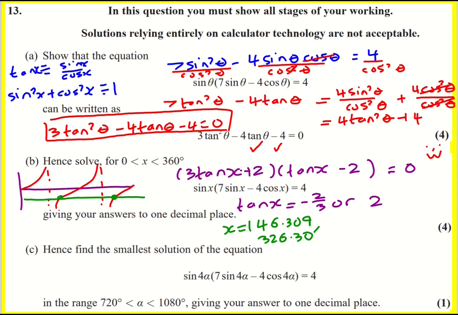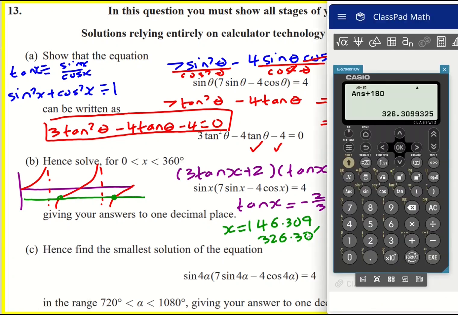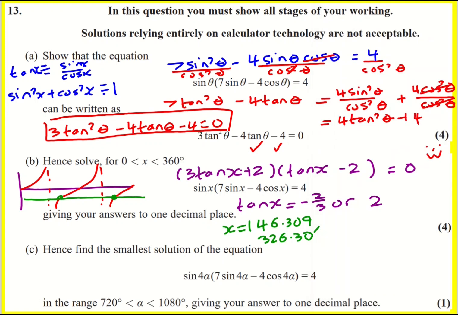By the way, if you're in any doubt with your solutions, you can always find tan of them and check that you get back to what you should. I think people use this enough if they're having trouble with trig. I get minus 2/3, so I know it must be correct. And then I'm going to do the same with 2. That's going to give me these two solutions up here.